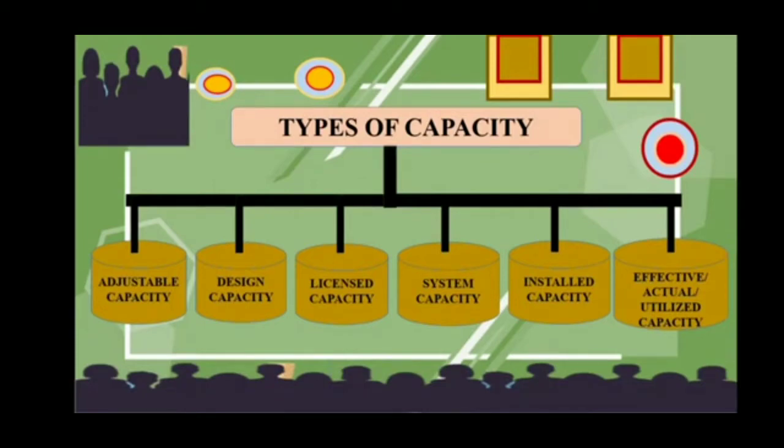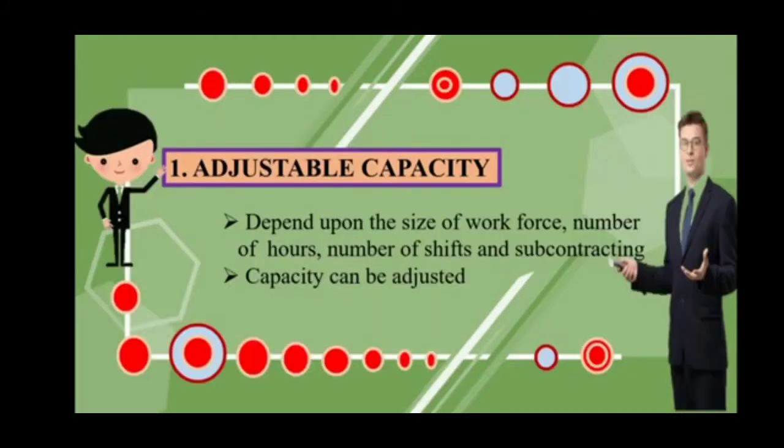There are 6 types of capacity: adjustable capacity, design capacity, license capacity, system capacity, installed capacity, and effective, actual, or utilized capacity.